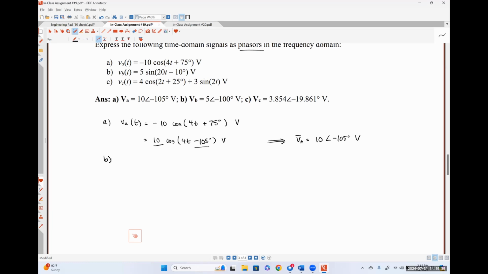So for part B here, I want you guys to provide some input, right? So we have VB of t is equal to 5 sine 20t minus 10 degrees volts. How am I going to convert that into a cosine function first? Does anybody remember? We subtract 90 degrees.